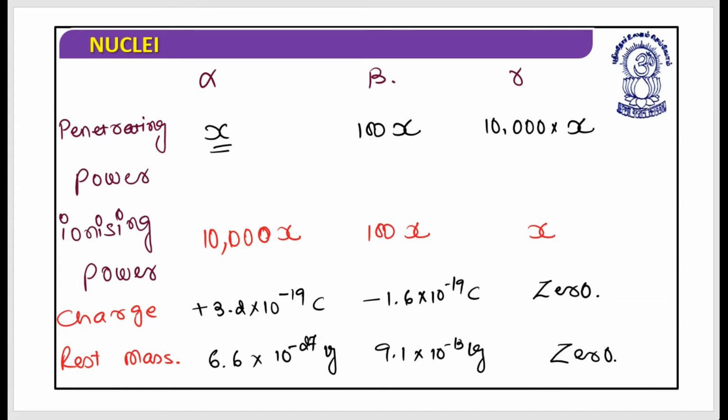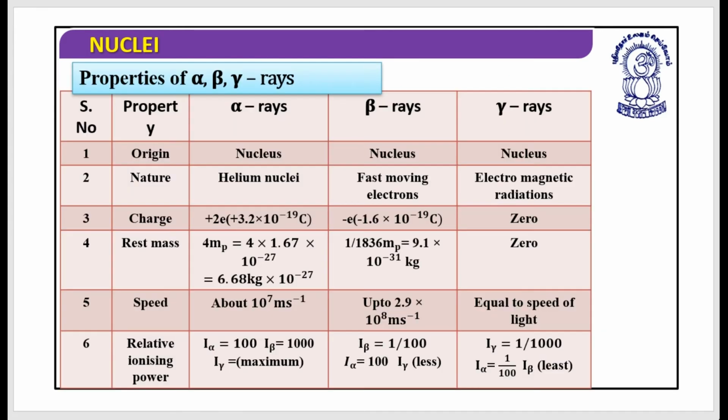Yes. Now let's discuss some more detail. We have discussed something, so these are the properties for alpha rays, beta rays and gamma rays. Their origin: all of them originate from the nuclei. Their nature: alpha particles are helium nuclei, beta rays are fast moving electrons, and gamma rays are electromagnetic radiations.